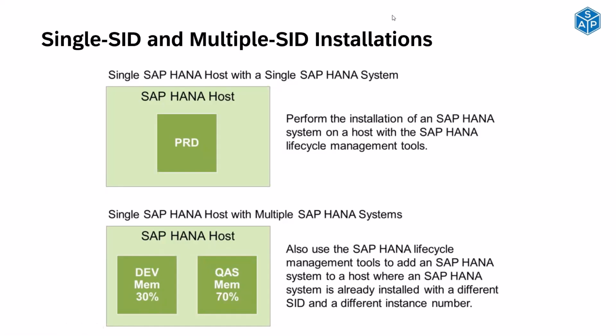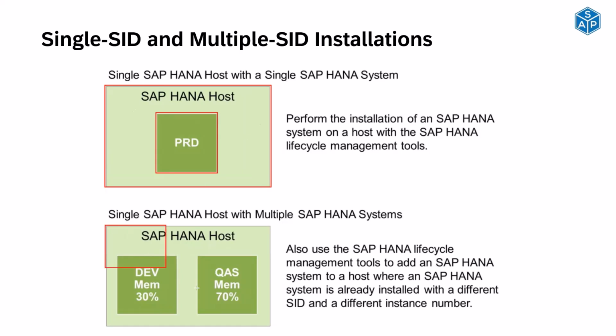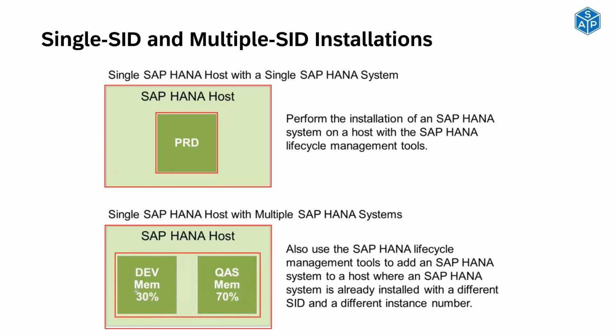So this is just an example. This is your hardware box, and this is the physical server or virtual machine. Inside this, you have only installed one instance of the HANA database inside one VM. Here, this is your VM or your physical server, and inside it you have installed two instances, the development and the quality instance. For the development instance you have allotted only 30% of the memory, and for the quality instance you have allotted 70% of the memory.